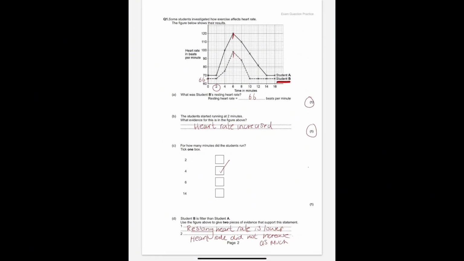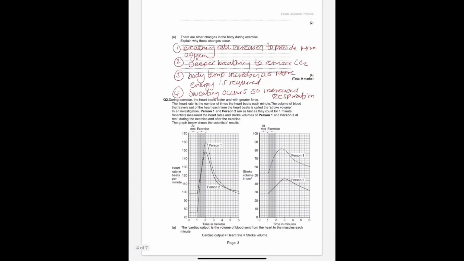Okay, right. Next question, which is going to be over here. Student B is fitter than student A. Use the figure above to give 2 pieces of evidence that support this statement. So we know that the resting heart rate is lower for student B because it's 66 for student B, and for student A it's 70. And also the heart rate did not increase as much for student B, but we can see that the heart rate did increase much more for student A, and that's your 2 pieces of evidence. I think this will probably get you 2 marks.